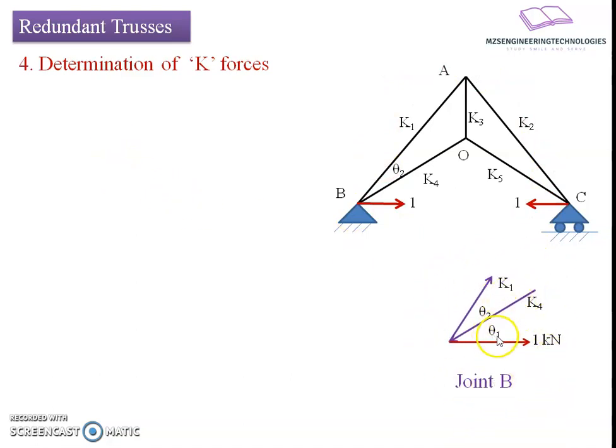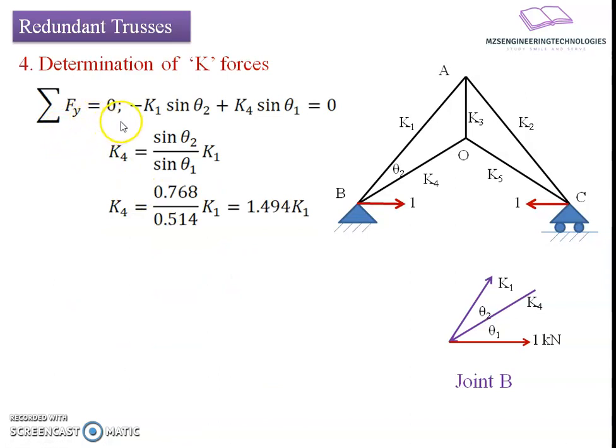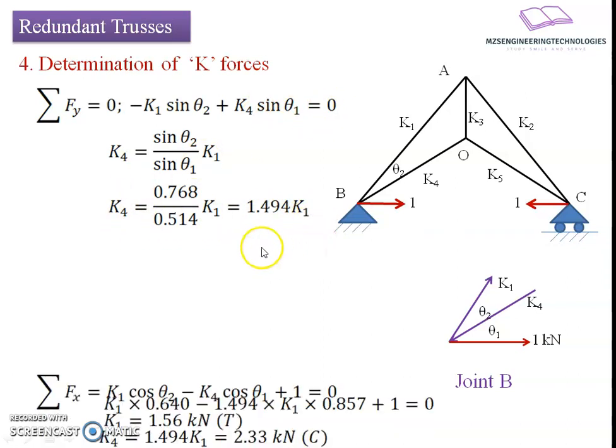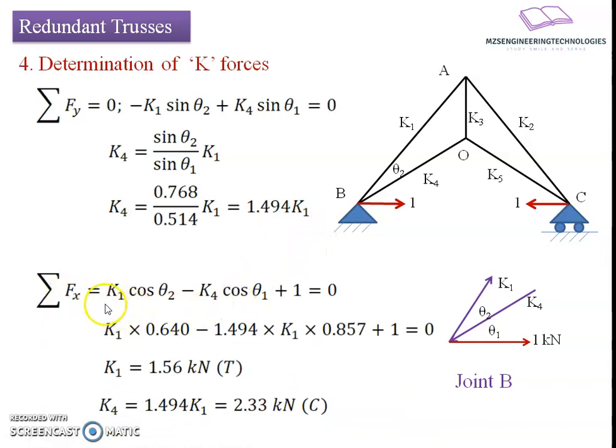Again, joint B, if we analyze, we have three forces here: K1, K3, K4 and 1 kilonewton. If I put summation of Fy equals to 0, we get a relation minus K1 sin of theta plus K4 sin of theta 1 equals to 0, resulting into value of K4 equals to 1.494 times K1. And if we go with the horizontal direction, we get a relation K1 cos of theta minus K4 cos of theta 1 plus 1 equals to 0, resulting into value of K1 as 1.56 kilonewton tensile in nature. Back substitution gives K4 as 2.33 kilonewton compressive in nature.